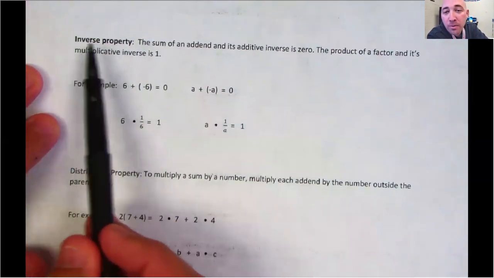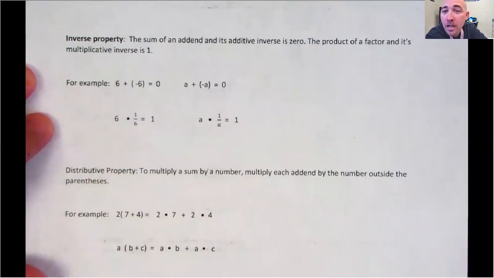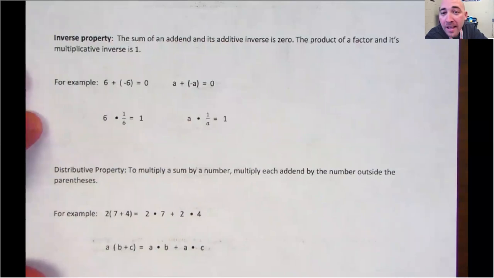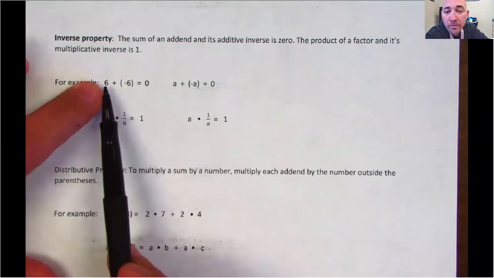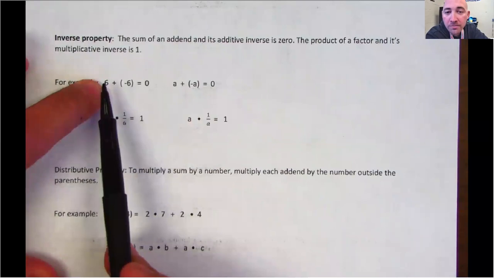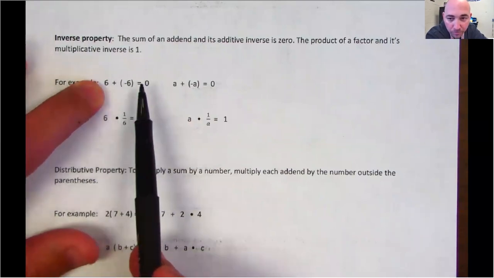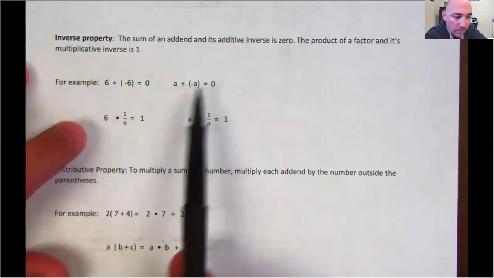All right, so we have the inverse property. Again, mathematically, the definition says the sum of an addend and its additive inverse is 0. The product of a factor and its multiplicative inverse is 1. 6 plus, so notice we have a positive 6 and a negative 6. That's its inverse. So a positive plus a negative. 6 plus negative 6 is 0. A plus negative A is 0.